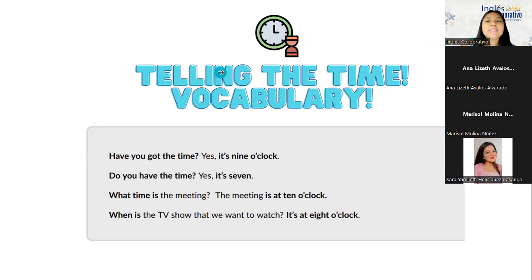Ok, entonces, telling the time vocabulary. Okay, so we have the first one. Have you got the time? What is the meaning of have you got the time? Have you got the time means tienes la hora, tiene la hora. Have you got the time? Lo voy a notar porque me voy a olvidar.